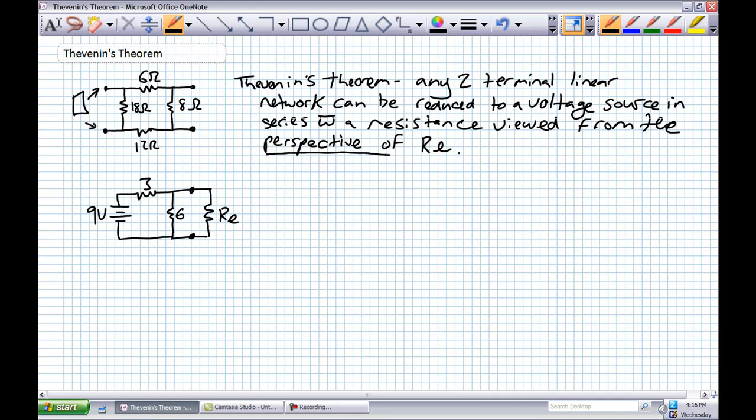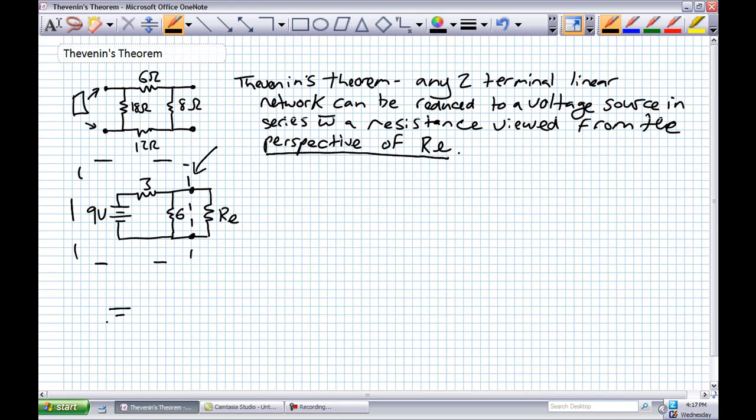And the critical point is from the perspective of RL. What is RL? Well, RL is what's known as a load resistor, something that's applied to this particular network of interest. I've just drawn a simple example right here of a 9-volt source with a 3 and 6 ohm resistor hooked up in such fashion with our RL. So from the perspective of RL, everything attached to it here could be replaced with a Thevenin equivalent, basically what's inside the box.